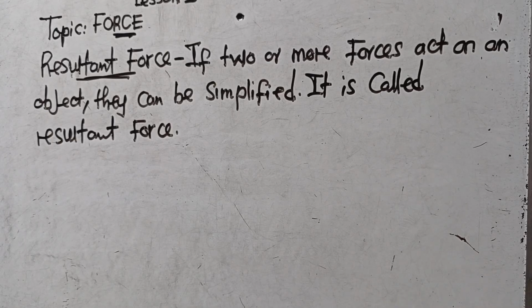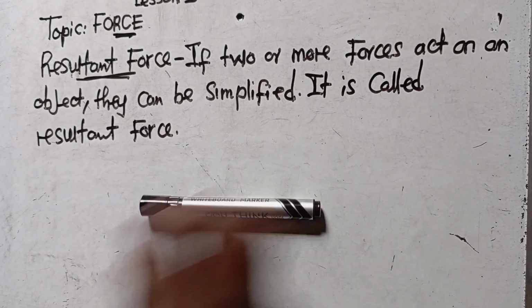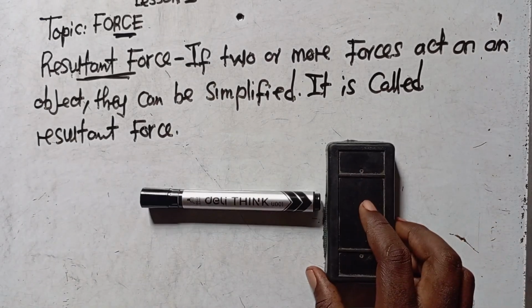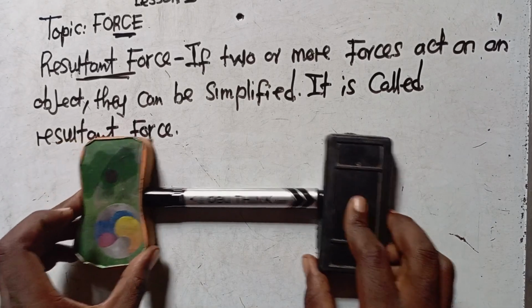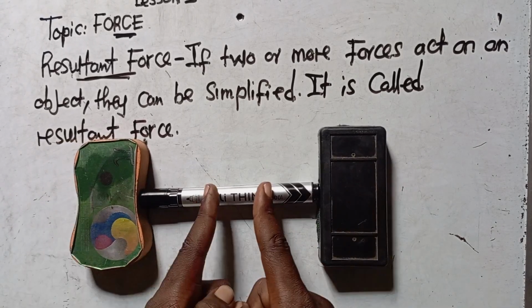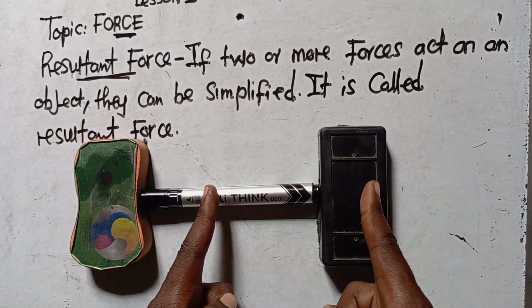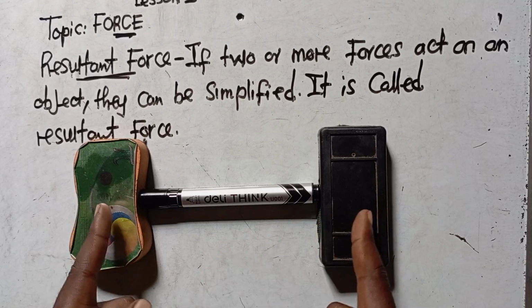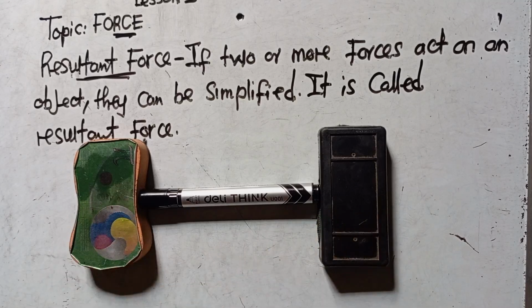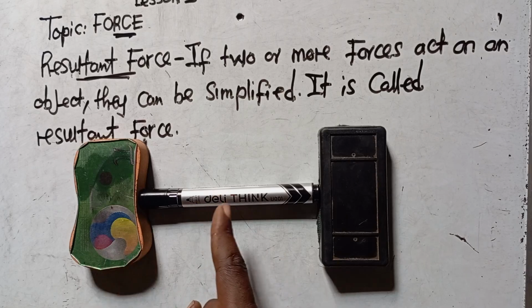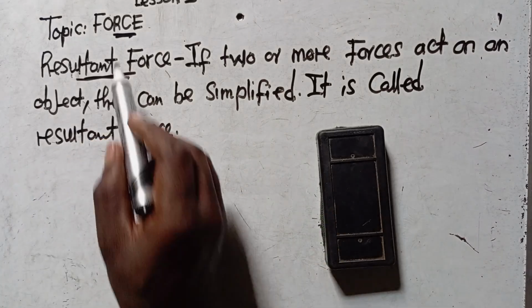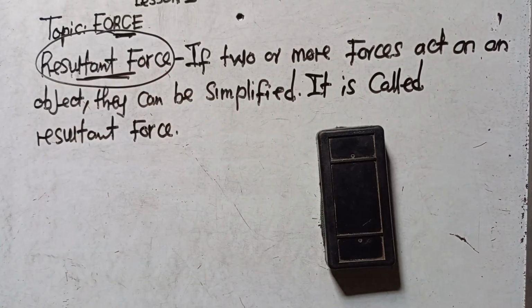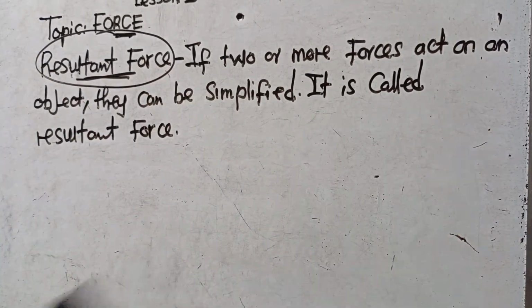So if two or more forces, let's say we've got an object, with a force coming this side and another force coming this side. These forces are pulling each other. So these two forces are acting on an object. For us to find the total force that is pulling or pushing this object, we have to understand what I call resultant force. This is what you are supposed to know. I guess we are moving together.